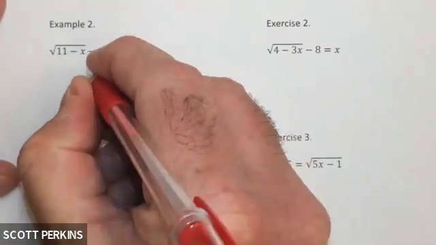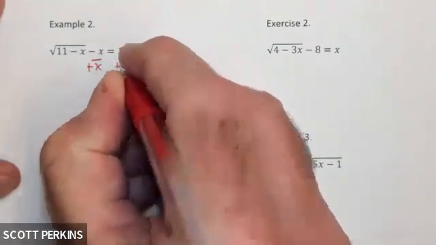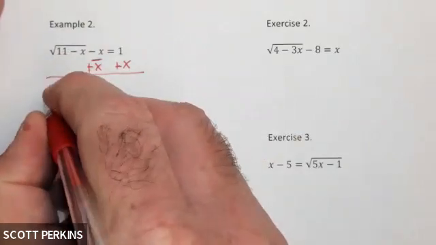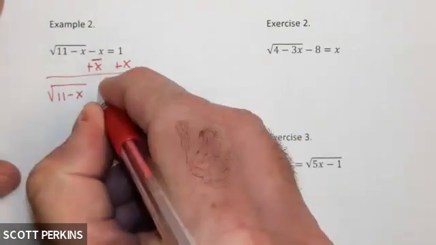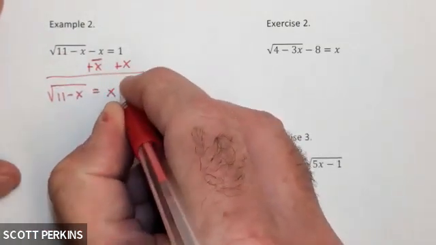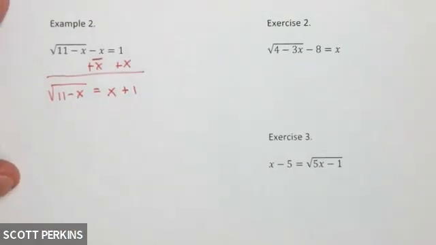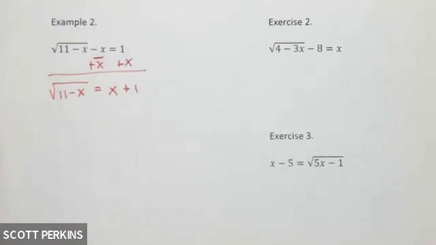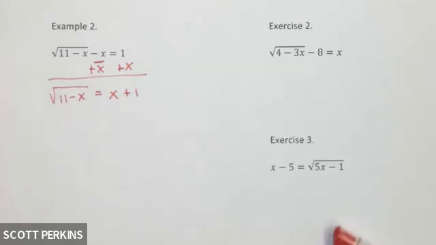That's a fun step. So I'll even write it out. I'm going to add the x to both sides. And what I have is the square root of 11 minus x is equal to x plus 1 or 1 plus x. The order is unimportant on that side of the equation. So far, so good? Anybody concerned yet? Not yet, but maybe you will be at some point.